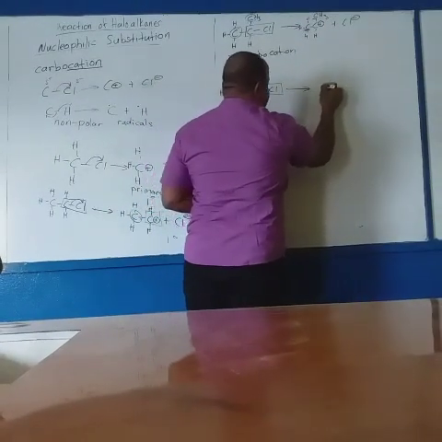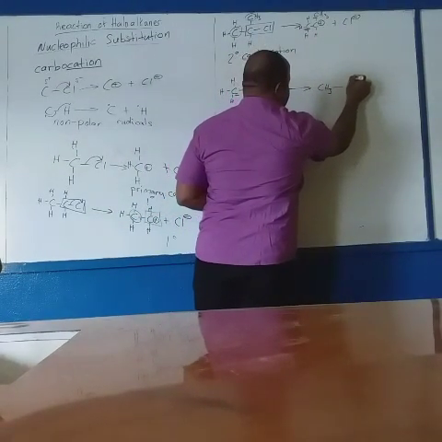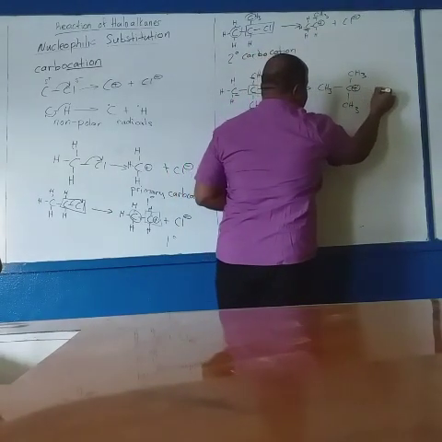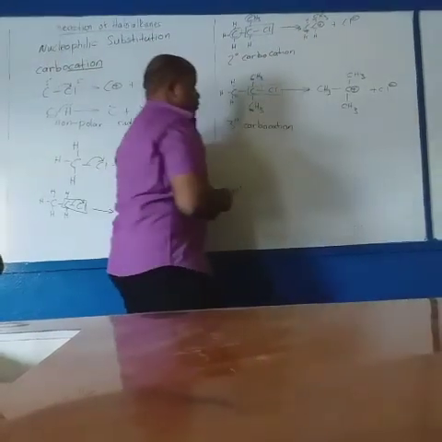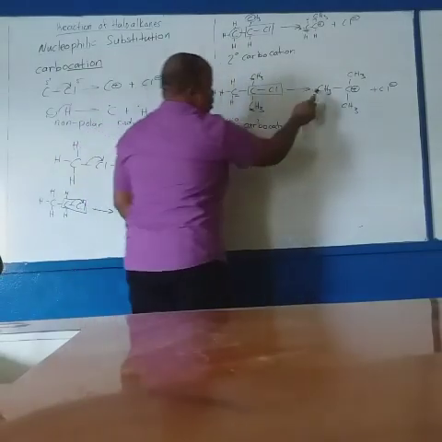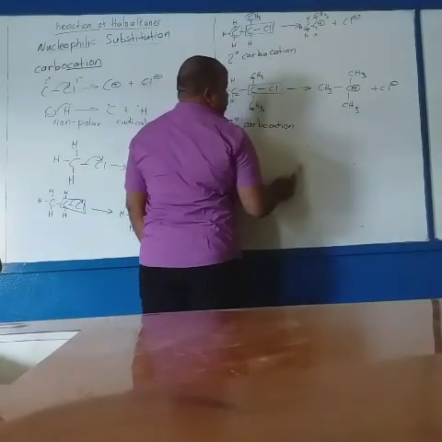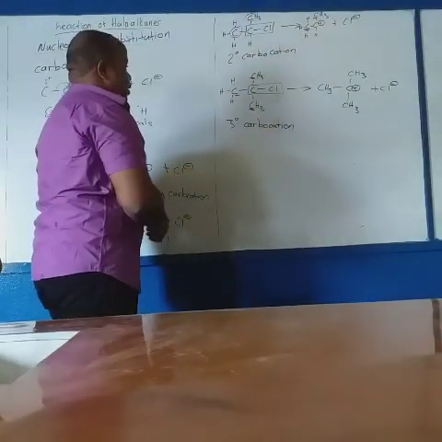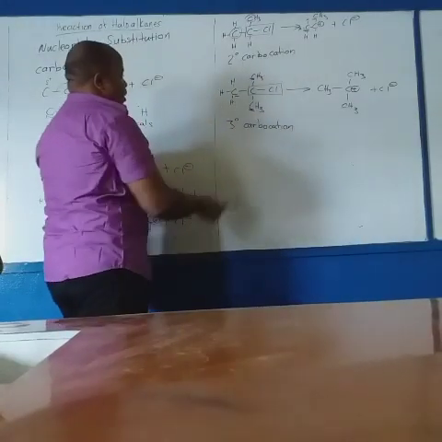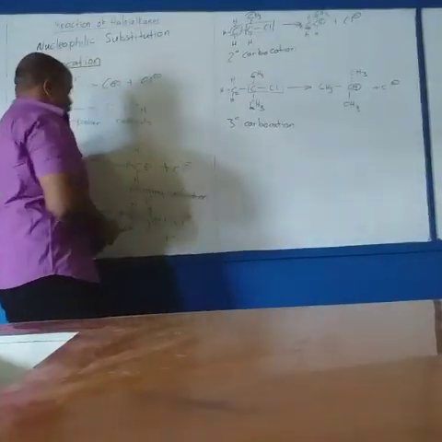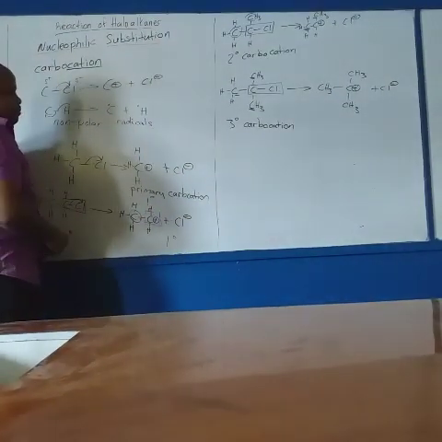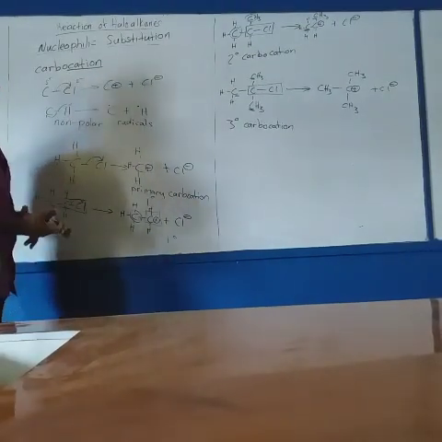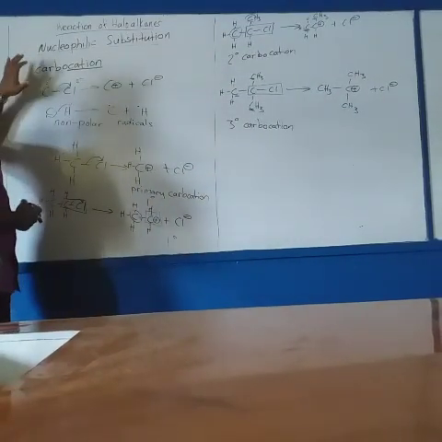So let's look at it. Three carbon atoms are directly attached to the carbon bearing the halogen. So that is a tertiary carbocation. So we know how to identify the tertiary, the secondary, and the primary. Good. So now that we have looked at how we get the different types of carbocation, we are going to look at nucleophilic substitution.